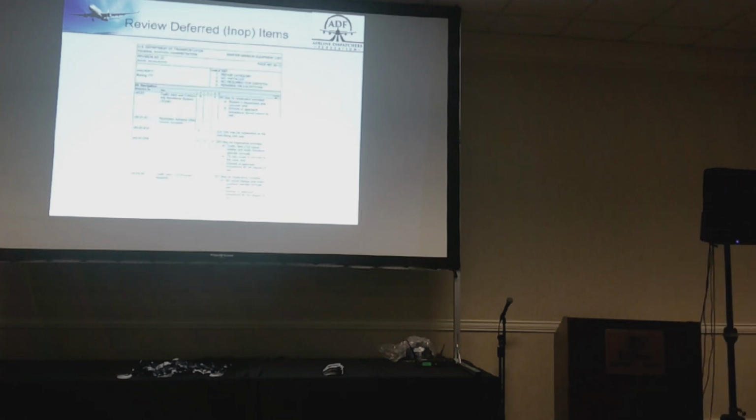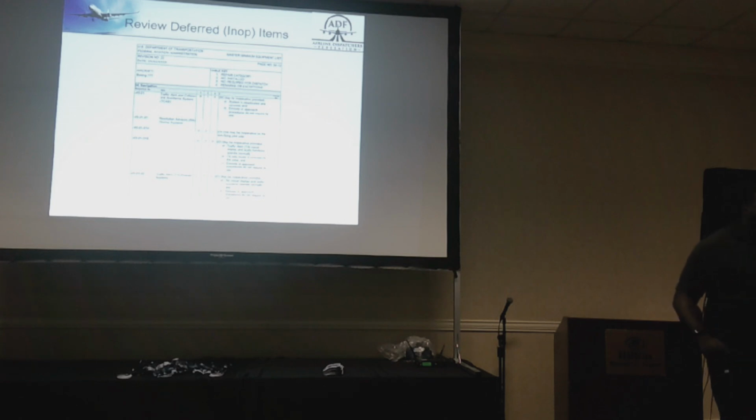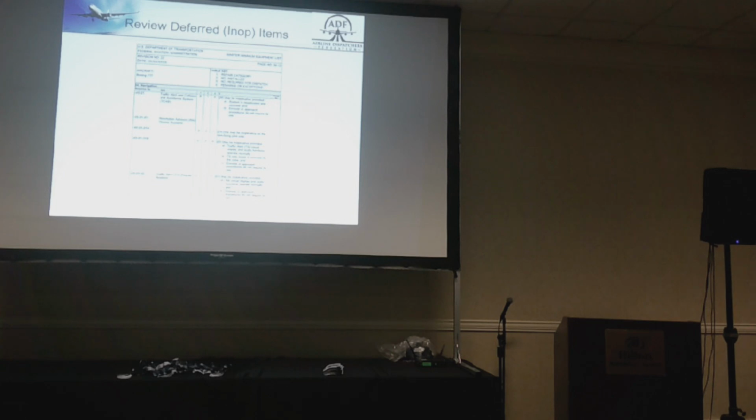This is a picture of an MEL, or the minimum equipment list. This is what maintenance and the dispatcher use to make sure that they can comply with whatever is inoperative. So here we're looking at a Boeing 777, and in this case, we're looking just at the top line here, and it's the Traffic Alert and Collision Avoidance System, also known as the TCAS. And so the TCAS is not required to be operative if you're flying within the lower 48 states.